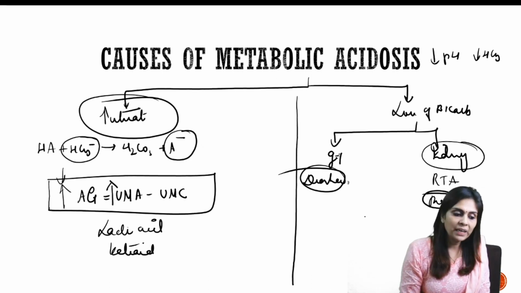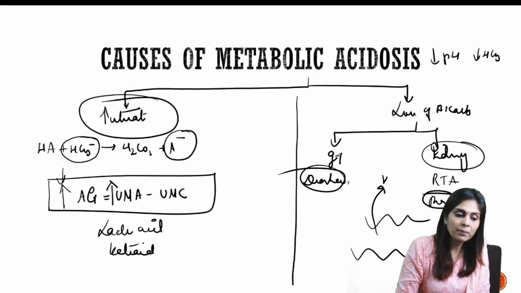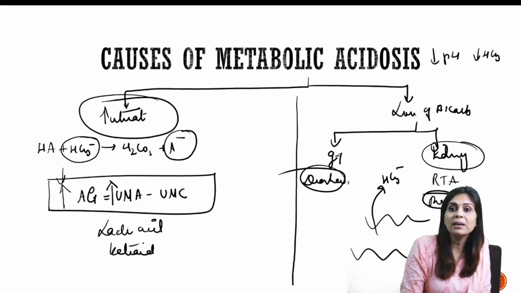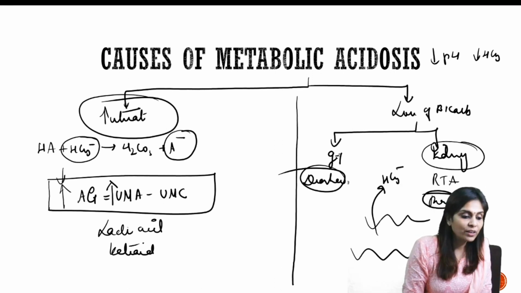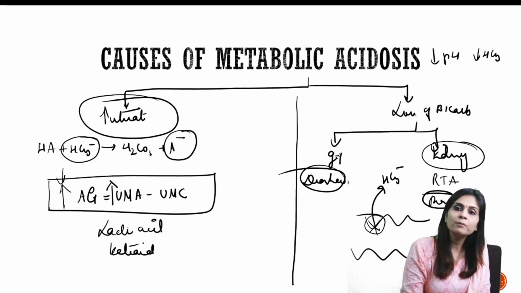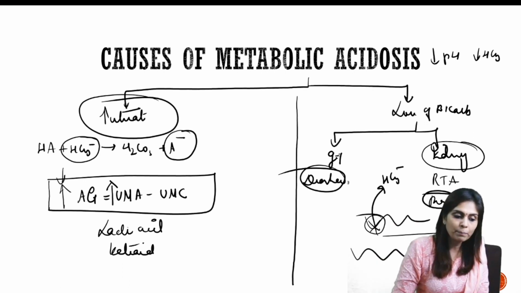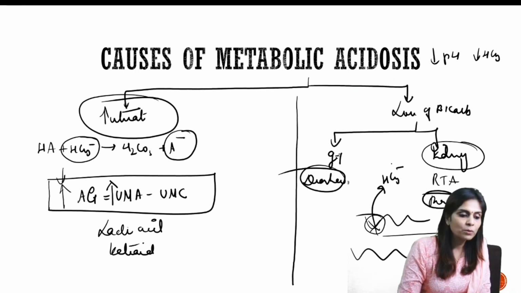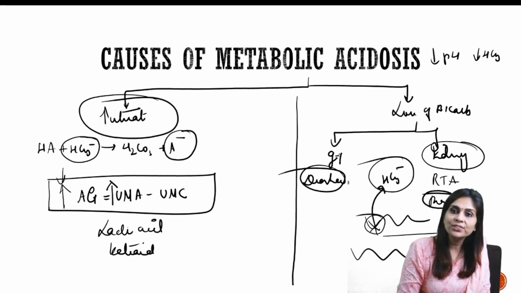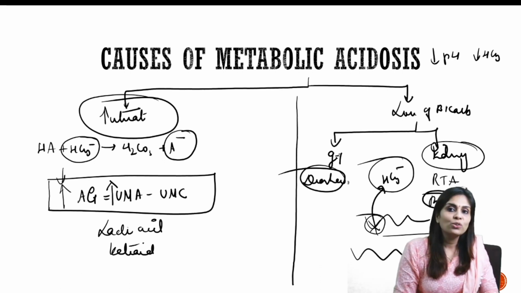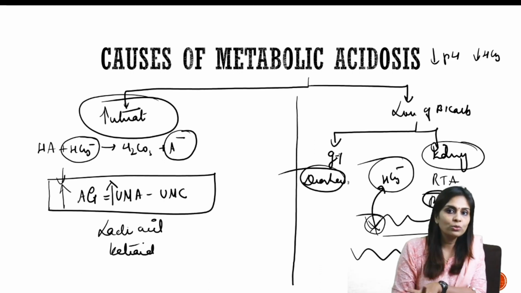We know that the main function of the proximal convoluted tubule is to reclaim every bicarbonate that is getting filtered by the glomerulus. So if the proximal convoluted tubule is incapable of reclaiming bicarbonate, all those bicarbonate will be lost through urine. So plasma bicarbonate concentration decreases and that causes metabolic acidosis. So loss of bicarbonate can be either through GIT or through kidney.